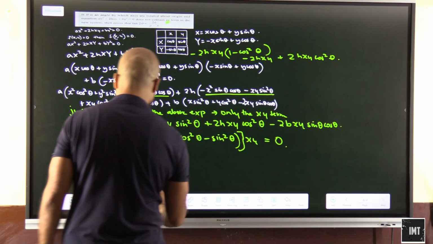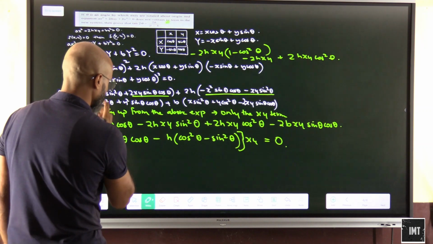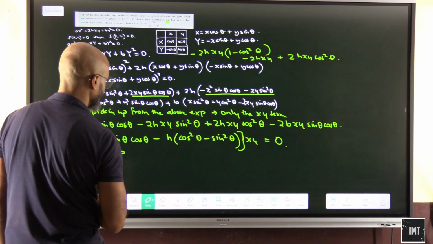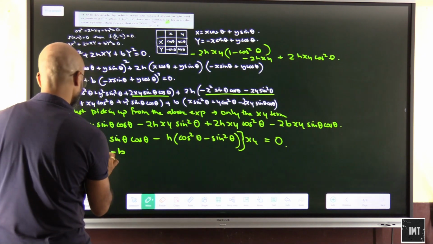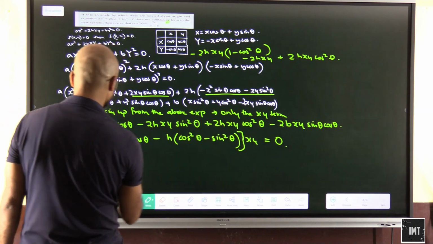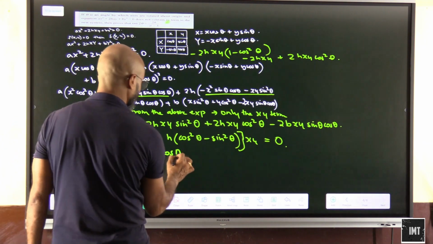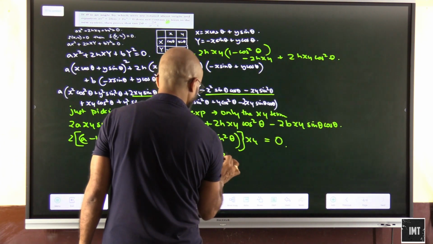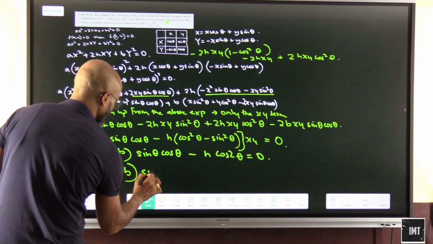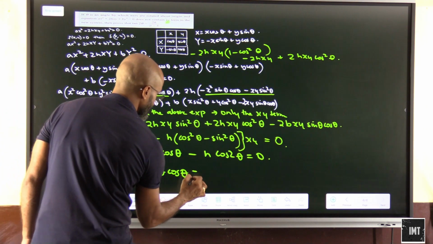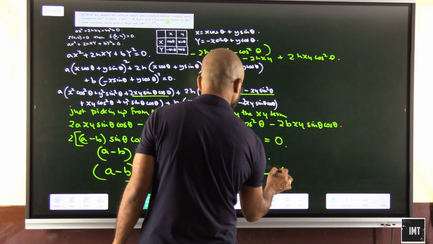So if the coefficient of xy is 0, actually we can use this 2 here. So 2 and xy get cancelled here: (a minus b) sin theta cos theta minus h cos 2 theta is equal to 0. So we can say (a minus b) sin theta cos theta is equal to h cos 2 theta. We multiply both the terms by 2.